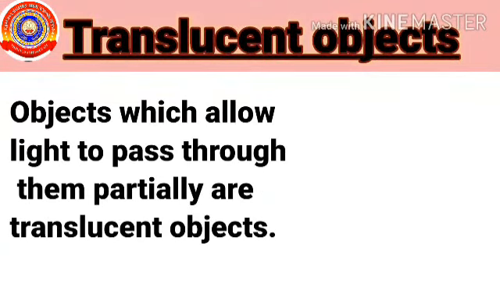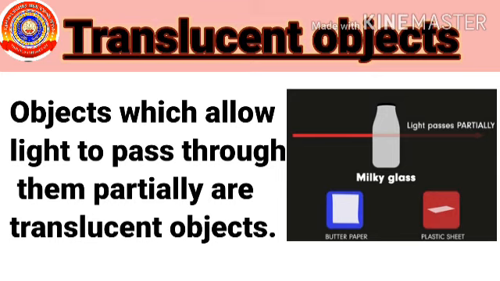Objects which allow light to pass through them partially are translucent objects. Example, butter paper, milky glass, thin sheet of plastic, etc.